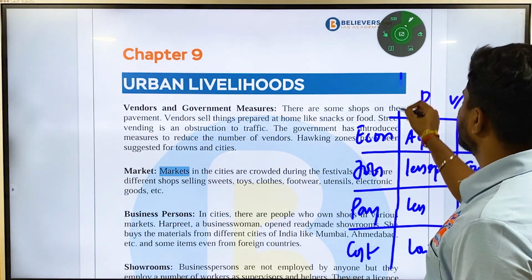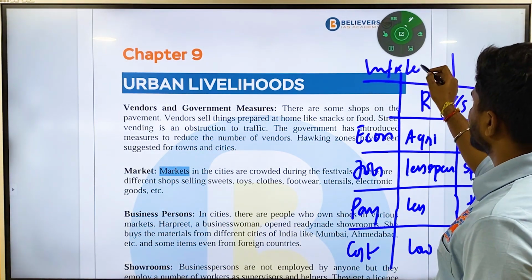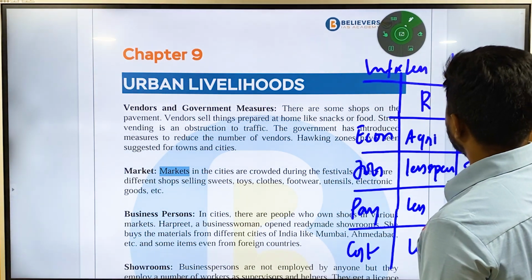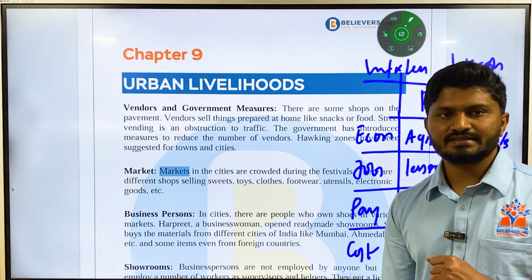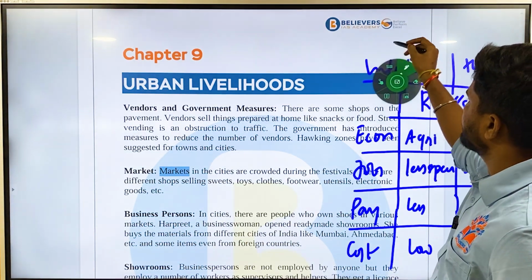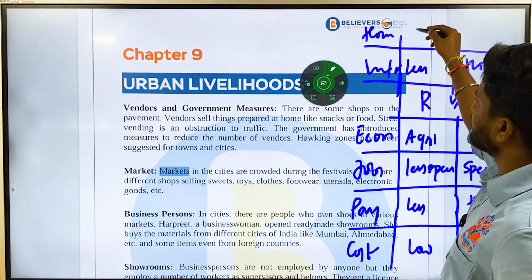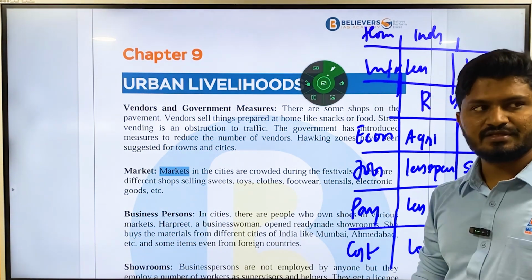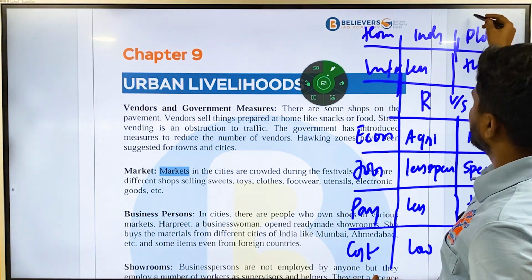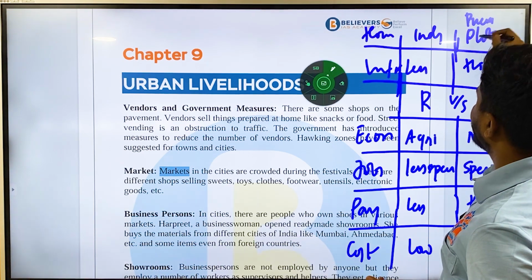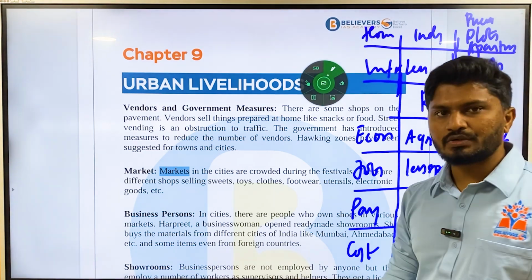Another difference can be infrastructure. Infrastructure in rural areas is less well connected, here it will be high and sophisticated, etc. These are the ways you can differentiate between rural and urban areas. You can also differentiate between them based on housing. Here there are more independent kacha houses, and here there are more plots, pakka houses, apartments, etc. This is the difference between urban and rural areas.